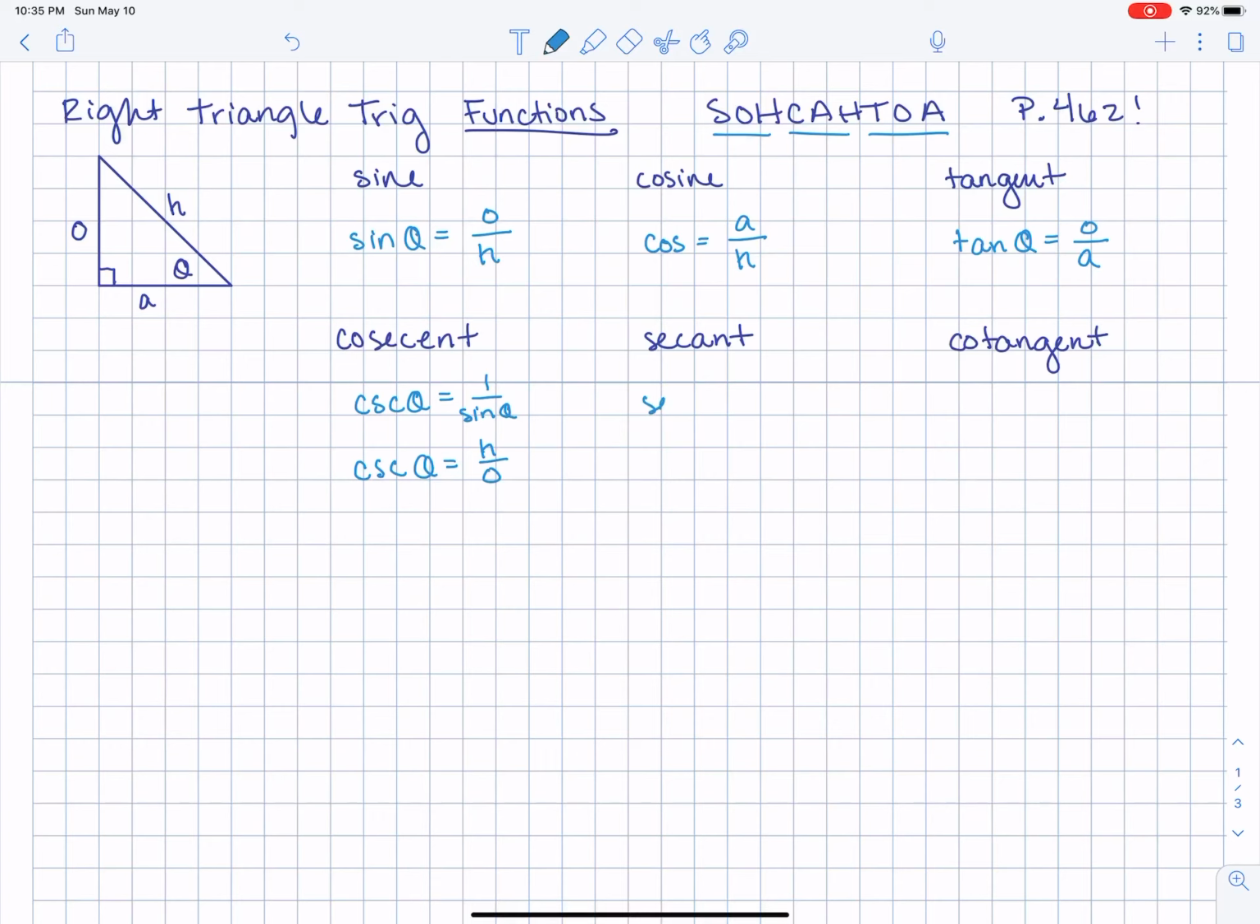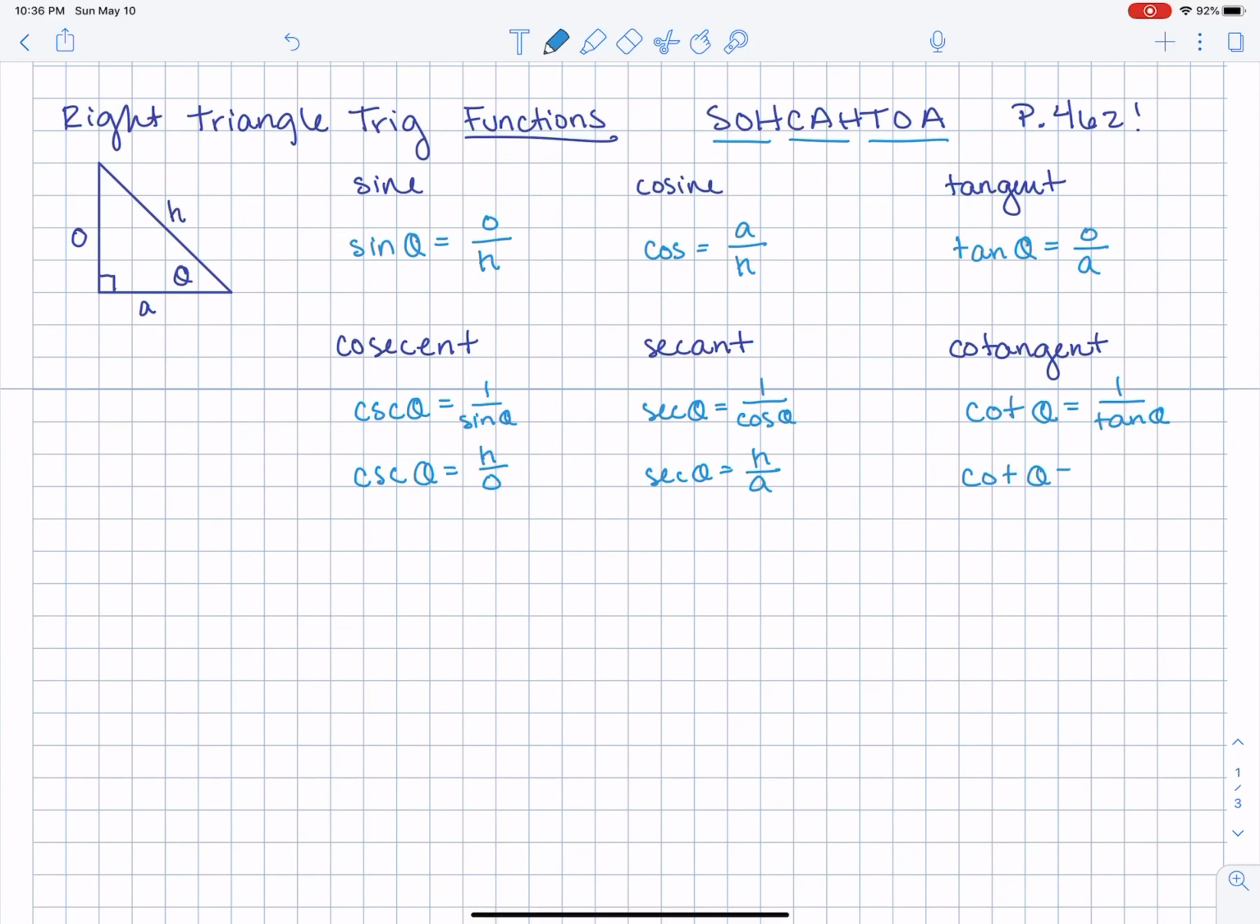So it actually ends up just the flipping of your sine. So if you have the secant of theta, we know that the secant of theta is 1 over cosine theta, so the secant of theta is equal to your hypotenuse over your adjacent. Now our cotangent, COT, of theta is equal to 1 over your tangent of theta, which is equal to your adjacent side over your opposite side.